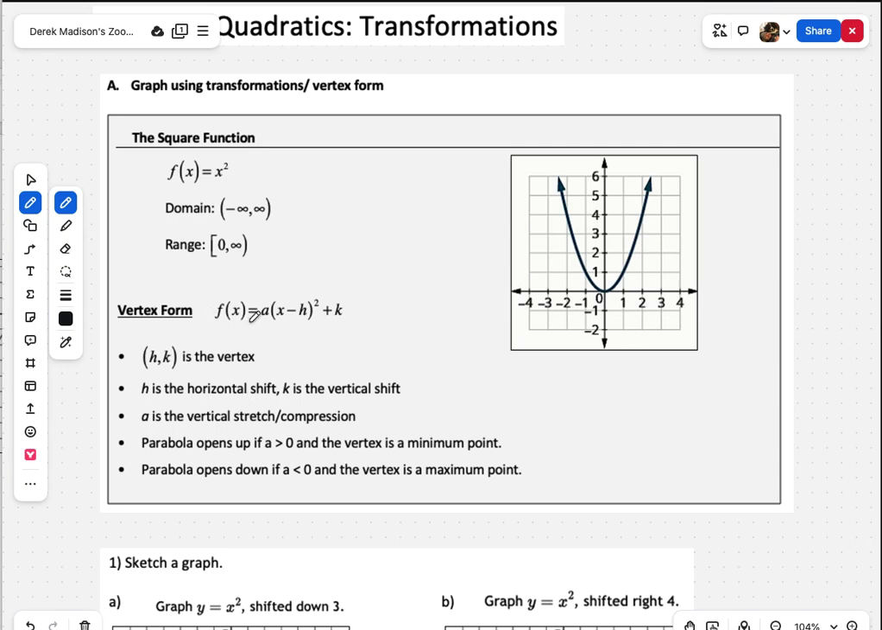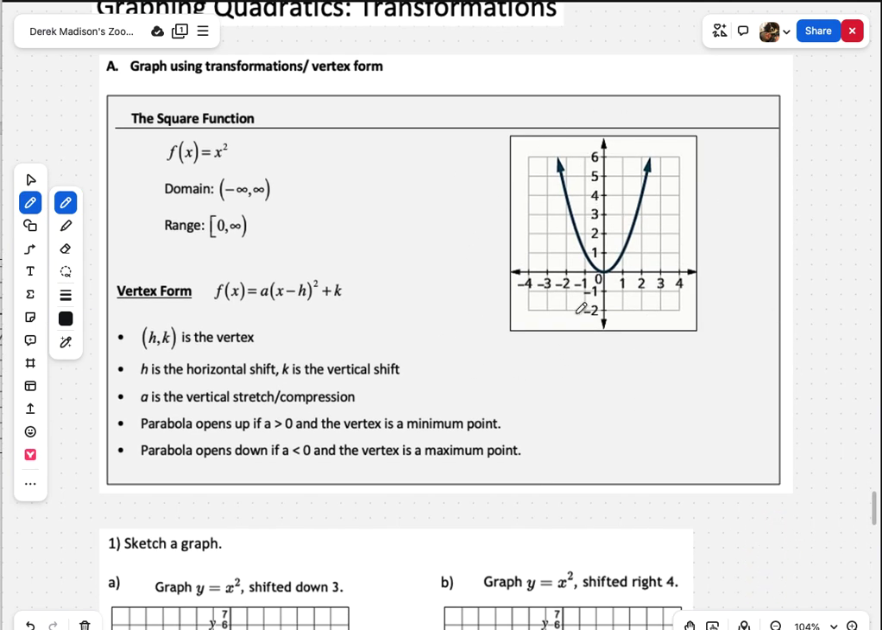a is still the vertical stretch and compression. And then the parabola opens up if a is greater than 0 and opens down if it's less than 0. That holds with what we saw with reflections. Remember, if we put a negative in front of this, that flips the direction of the function and it would open down. So all things we've seen, just with a new picture.